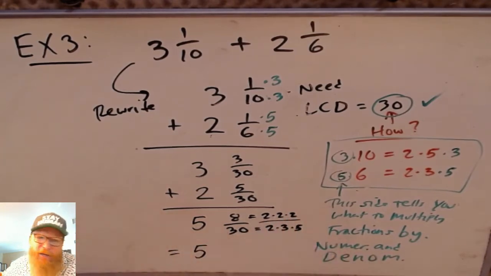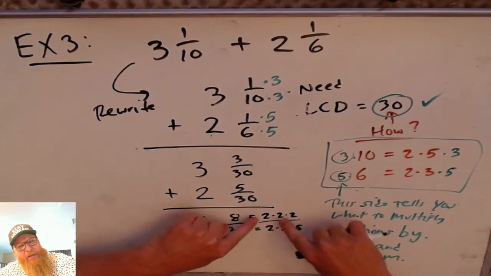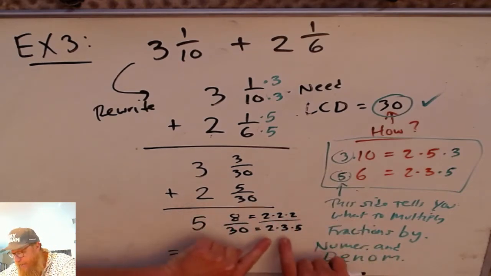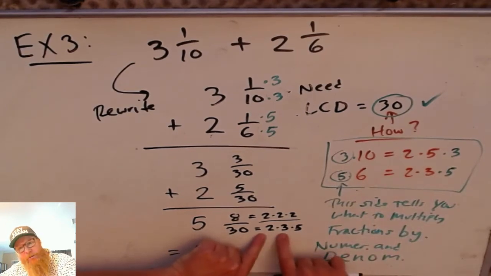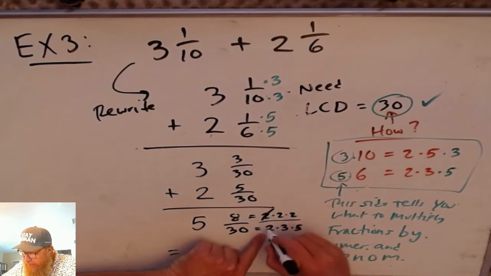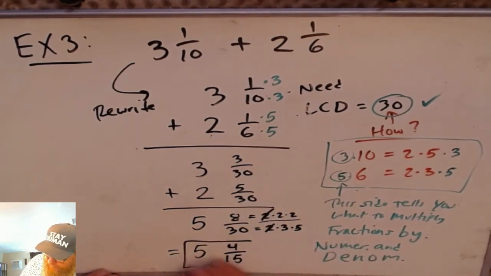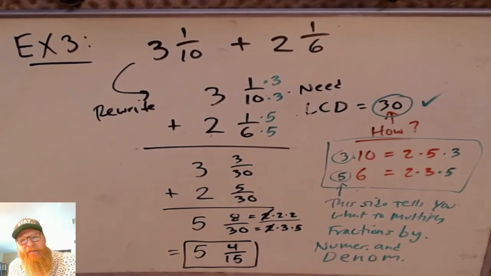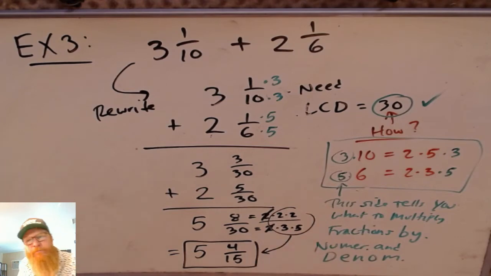Now, we've done a lot of these before, so I'm jumping ahead. 8, that one happens a lot: 2 times 2 times 2. 30 is 6 times 5, so I wrote 2 times 3 times 5 because I want to cancel a pair of 2's. And so your final answer is 5 4/15. 2 times 2 is 4, and 3 times 5 is 15.